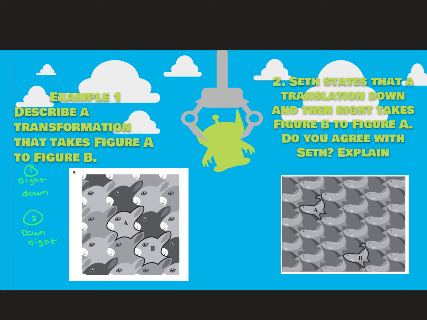All right. Let's take a look at example 2, or number 2. Seth states a translation down and then right takes figure B to figure A. Do you agree with Seth? Let's look at what Seth is saying here. If I look at this image, going from B to A, if I go down and then right, that's going to take me to figure A. So taking B down and then to the right takes me to figure A. Do we agree with Seth?